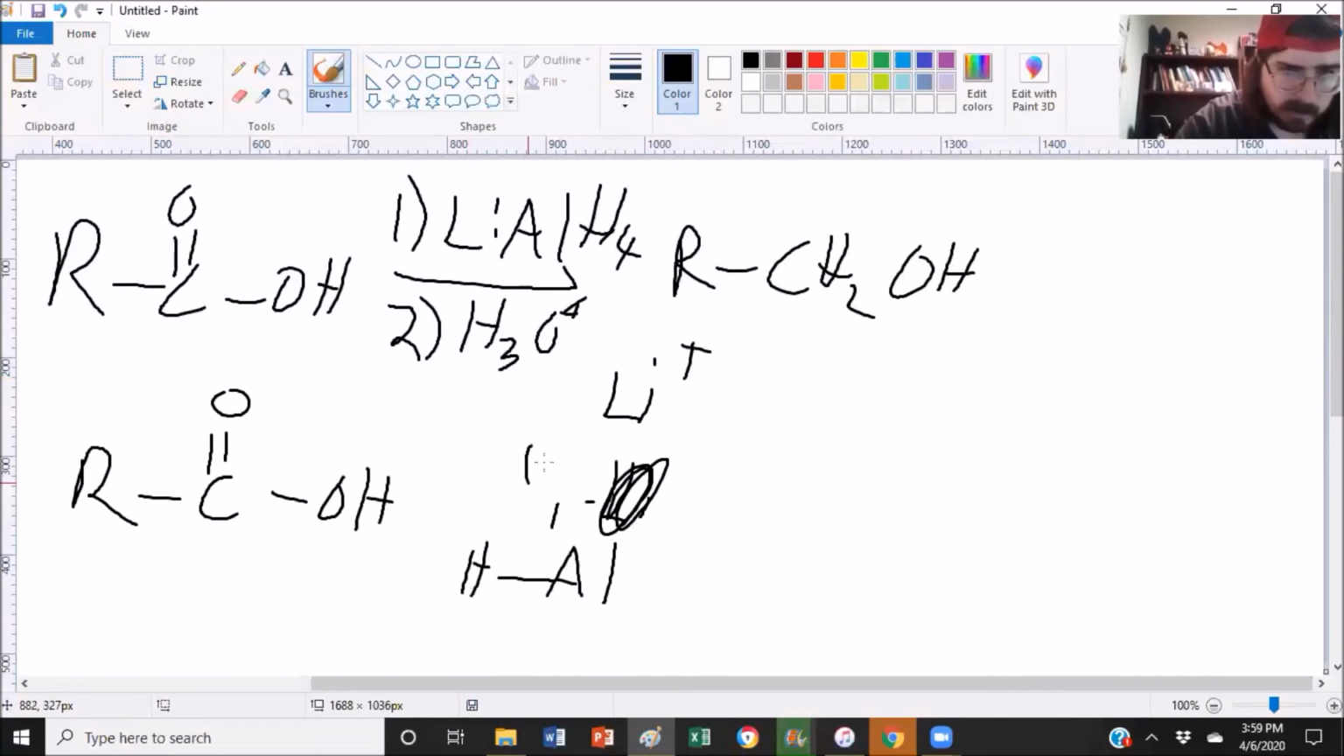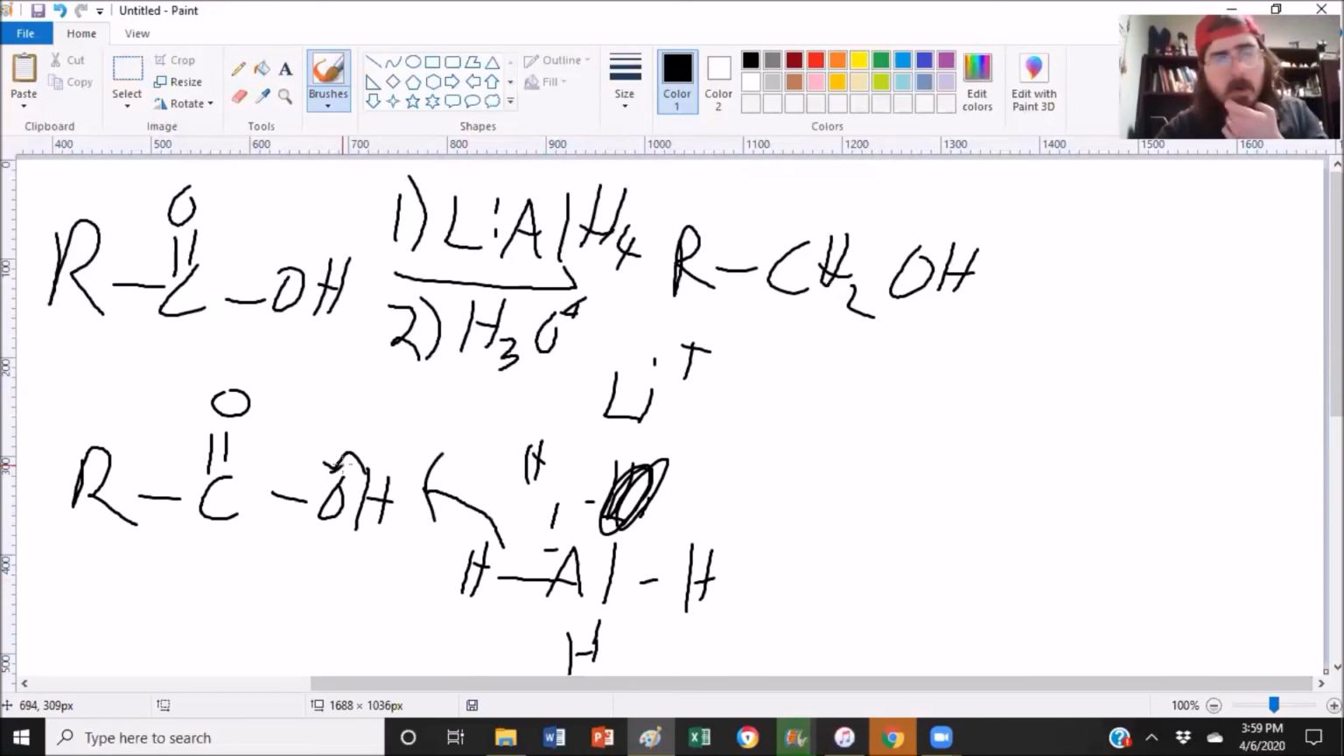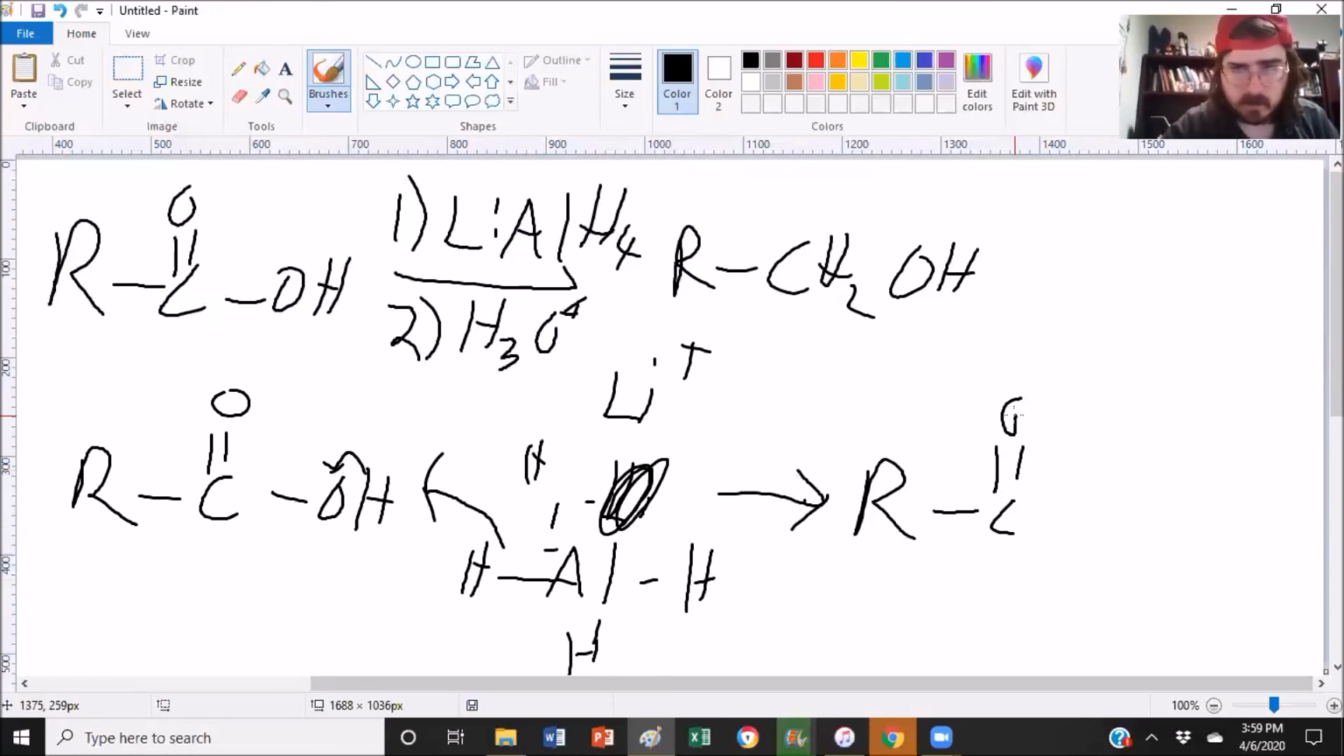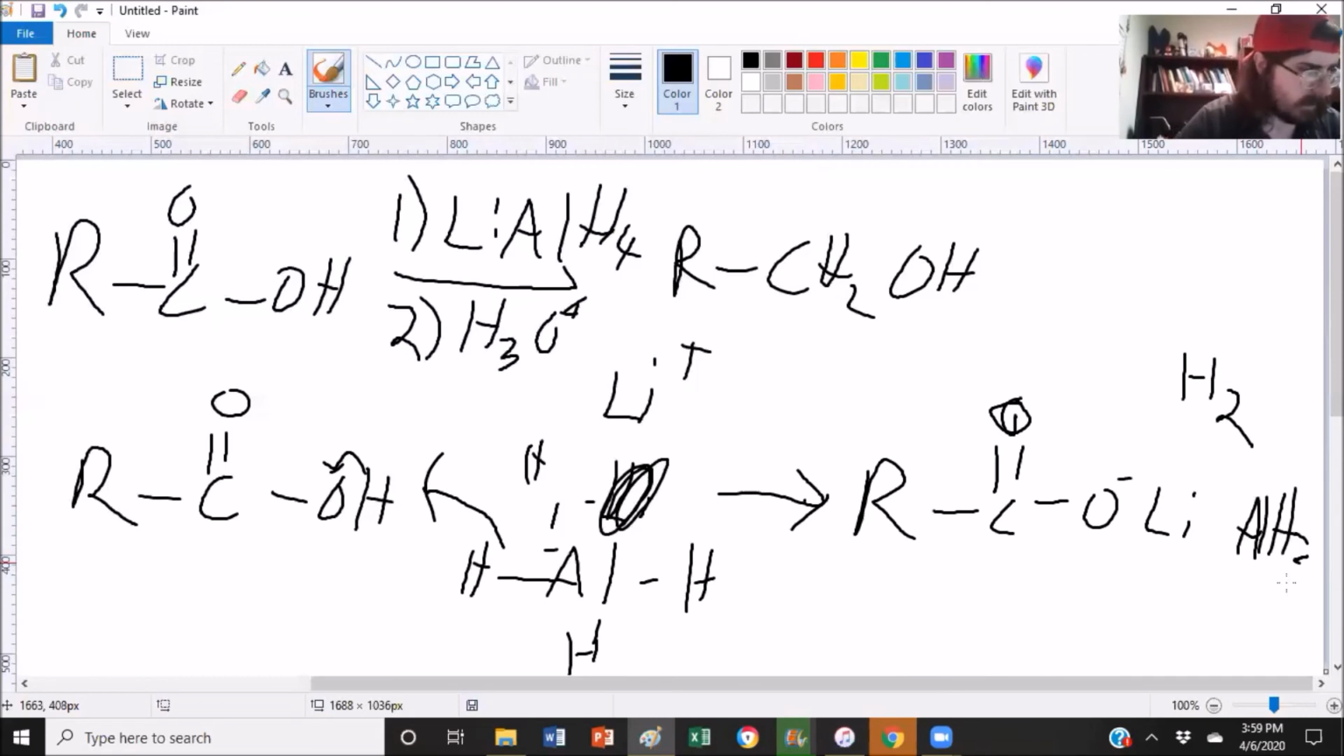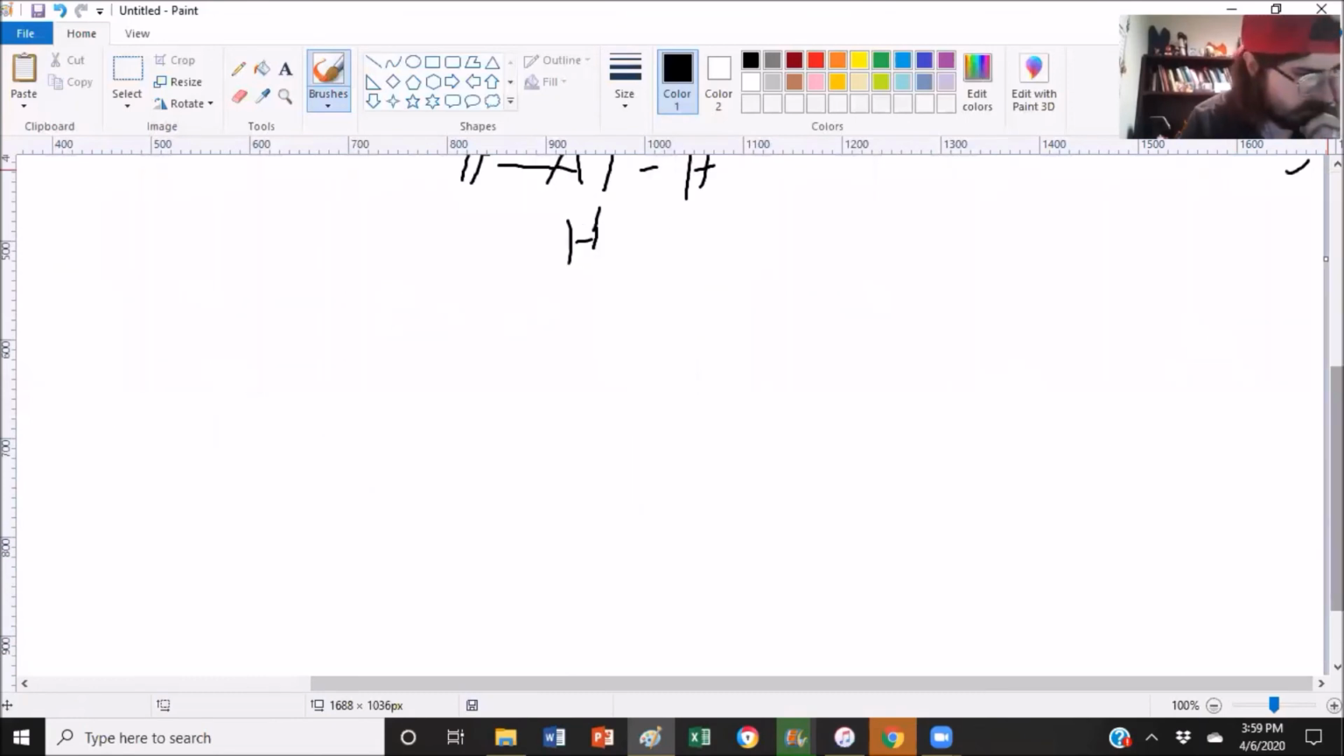So we have these hydrides right here. The first thing is this hydride is going to react with the O-H to form our carboxylate and hydrogen gas, H2. That's the proposed mechanism. So we get a lithium carboxylate and aluminum species. This first step is pretty easy to test for, because you can try to look for the hydrogen gas.